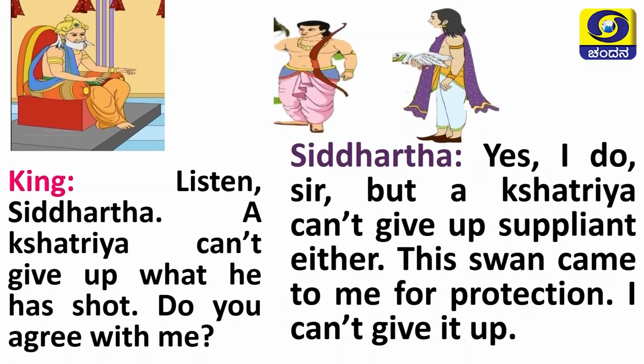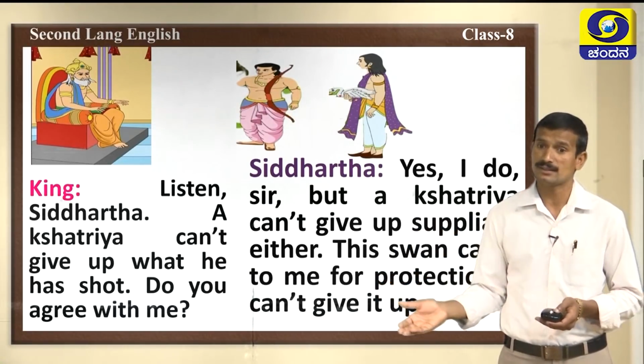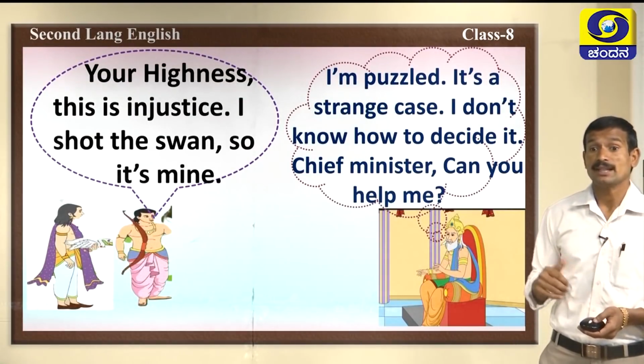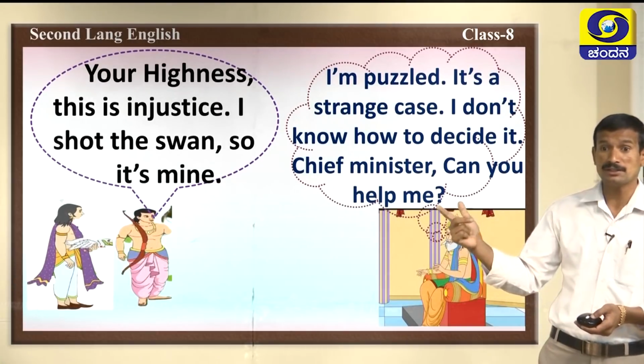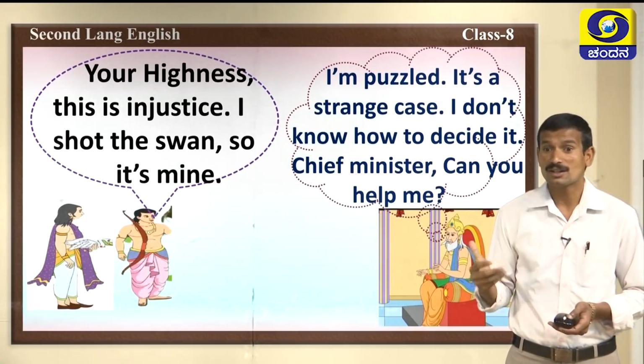ಹಾಗೆ ಸಿದ್ಧಾರ್ಥ ಹೇಳ್ತಾನೆ ನೋಡಿ, yes I do sir, but a kshatriya can't give up a suppliant either. This swan came to me for protection, I can't give up it. Dear King, I saved this swan's life. The swan came to me for protection, so I saved the swan, so I can't give up the swan. This is the answer given by Siddhartha. Then Devadatta says, Your Highness, this is injustice. I shot the swan, so it's mine. He is not tolerating that.